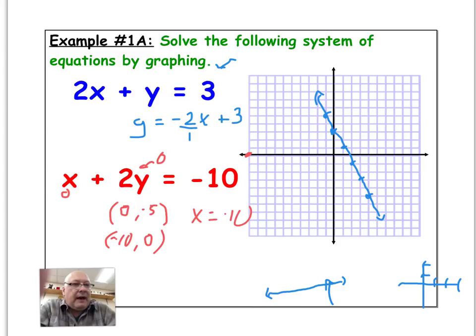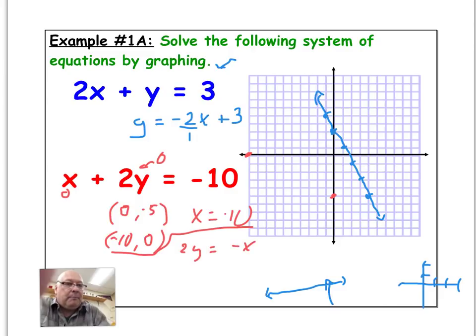And 0, negative 5, 1, 2, 3, 4, 5 is right here. And I'm going to do my best to draw this line. Now, if you chose to do this by y equals mx plus b, you absolutely can by subtracting the x to y equals negative x plus, minus 10. And then you can divide by 2. Don't forget you have to divide everything by 2. This may be of benefit in this lesson because the slope helps you count multiple points.